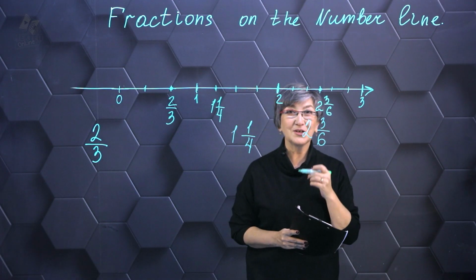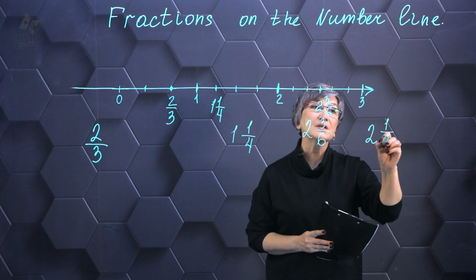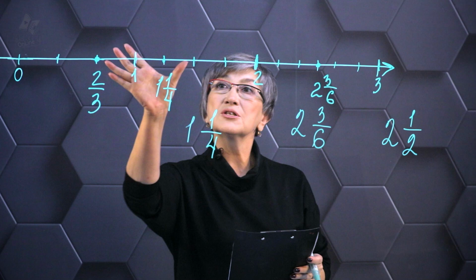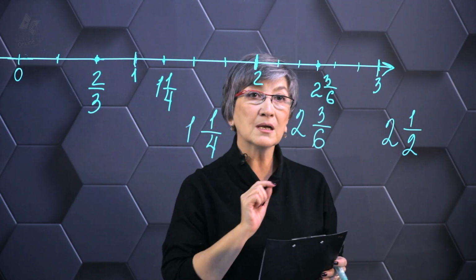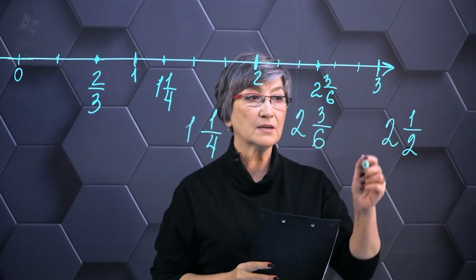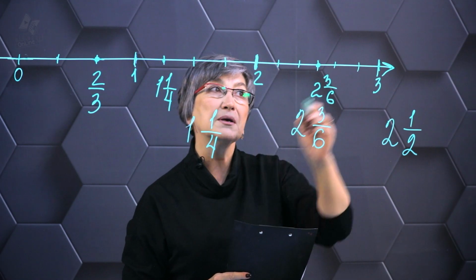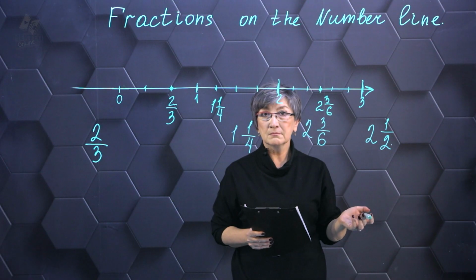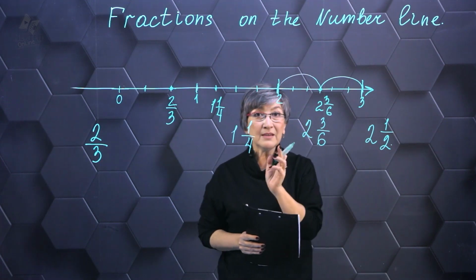Now I want to find one more point that has a coordinate of 2 1/2 on the same coordinate line. Notice that each unit segment is divided into a different number of parts because my denominators are different. Now let's find the point with coordinate 2 1/2. What am I paying attention to? The whole part, 2 integers. So I start my movement from that point, 2 integers. And now I must divide this segment from 2 to 3 into 2 equal parts.